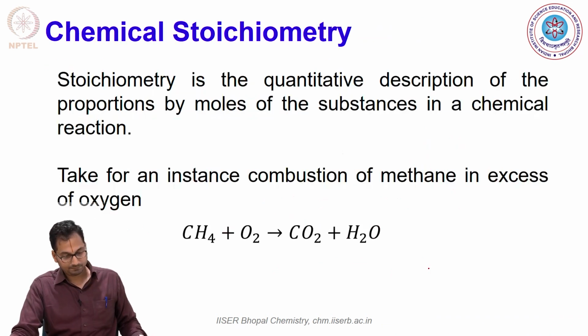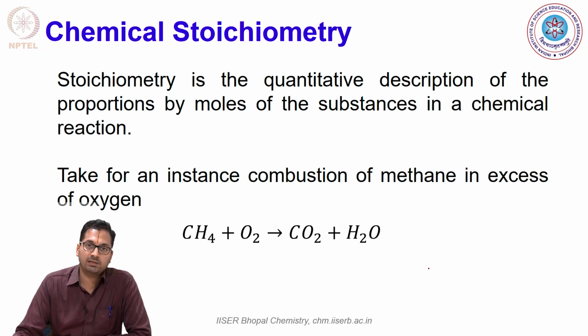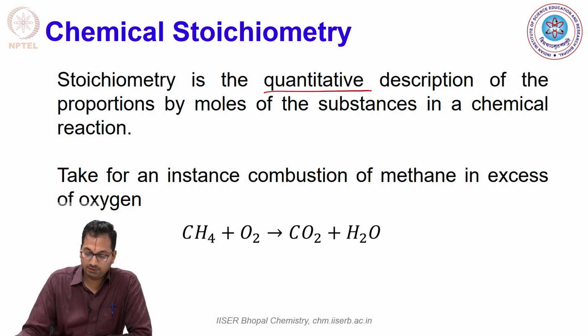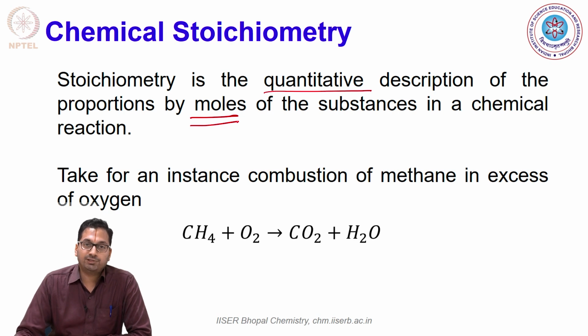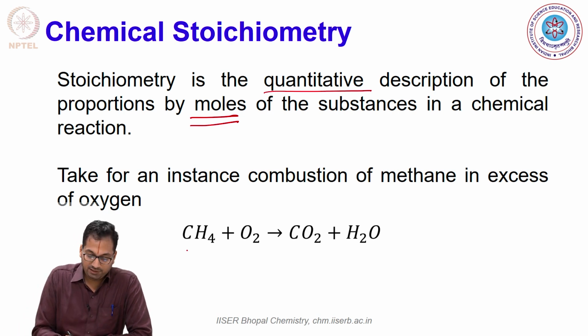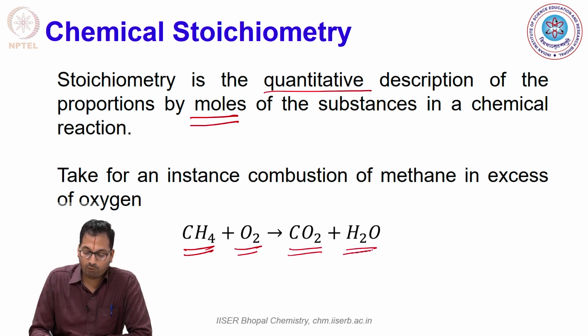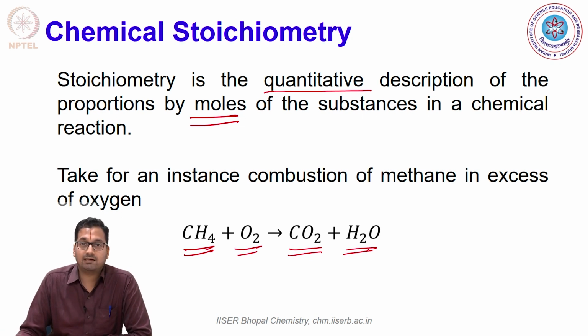So let's quickly define what is chemical stoichiometry. Stoichiometry is the quantitative definition or description of proportions by moles. Once again, we just defined moles. Let me repeat, stoichiometry is the quantitative description of the proportion by moles of the substances in a chemical reaction. Let's take for an instance combustion of methane. Methane is CH4 and combustion happens in the presence of oxygen that results in the formation of carbon dioxide and water. Of course, here we are assuming it's complete combustion.